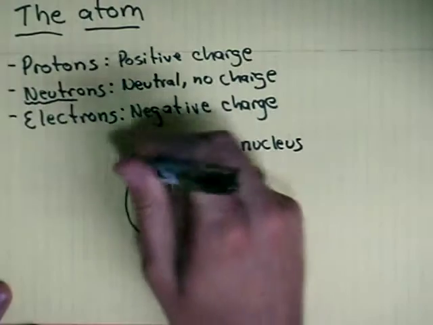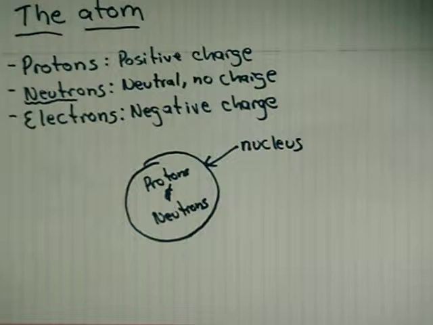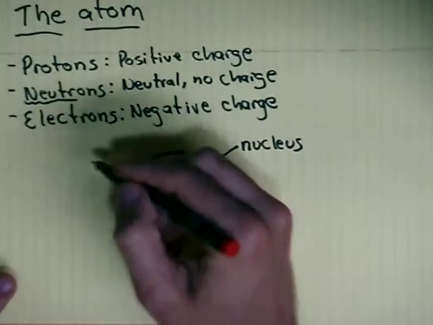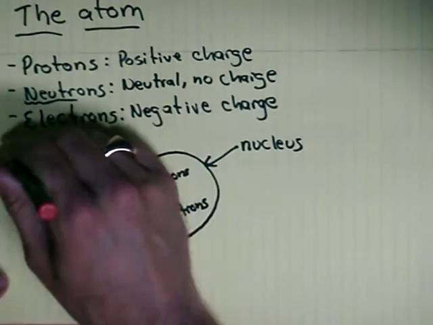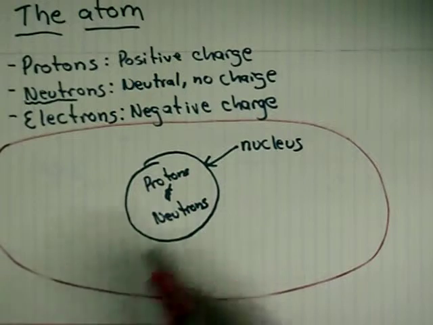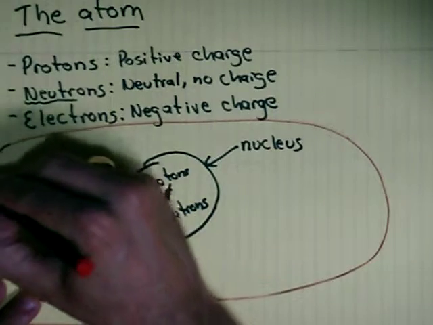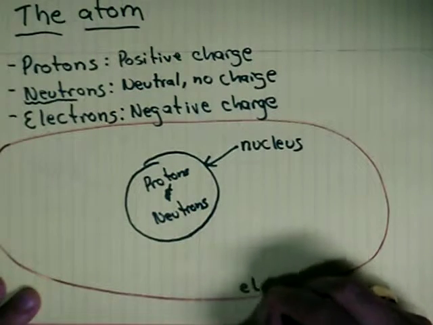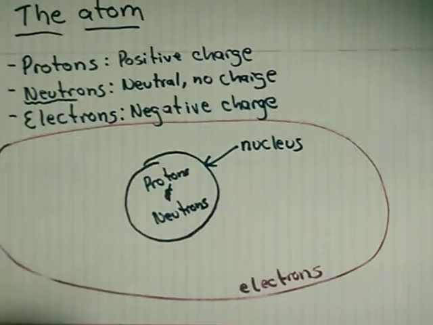And the electrons are zipping all around the protons and neutrons in the nucleus. So this is not to scale at all, but you'll have the electrons out, say maybe in this area here. And again, that's not to scale. Where the electrons are is actually much farther out, but that's more just to give you an idea that protons and neutrons are in the middle, electrons on the outside.